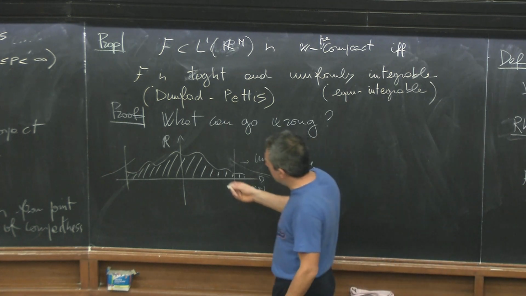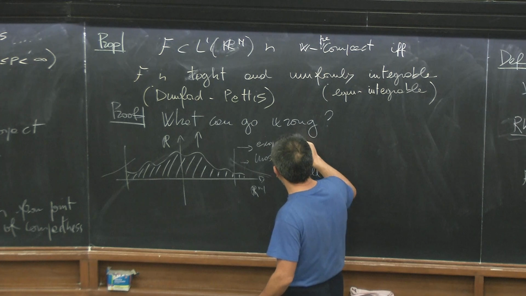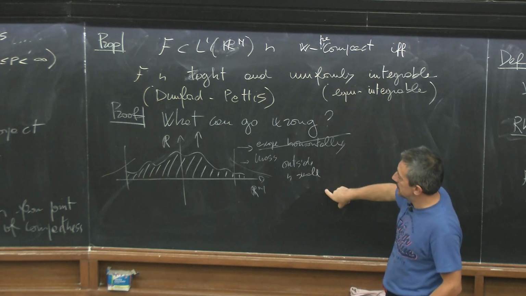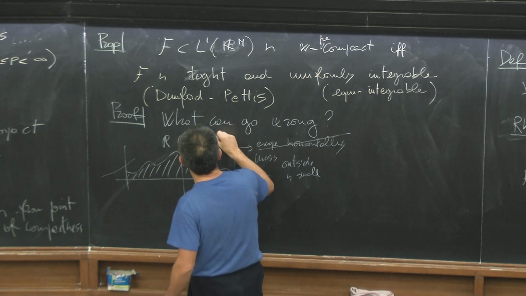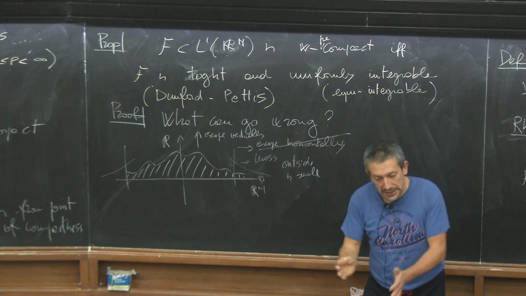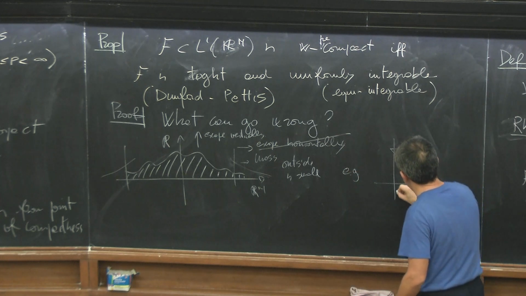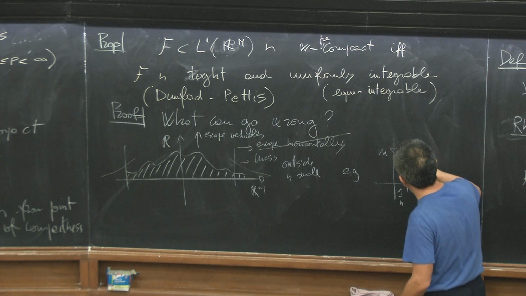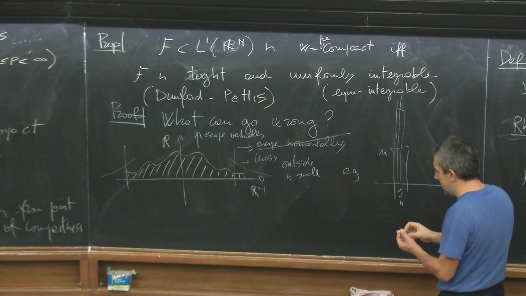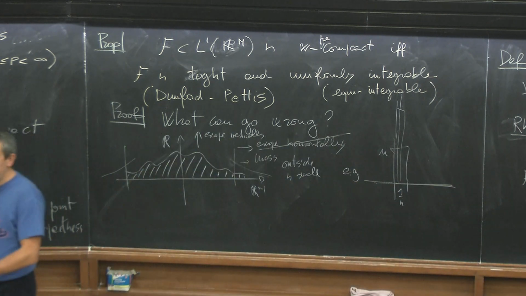Okay, so the other way to escape: I can escape horizontally, but I rule that out because of the tightness. So I can escape vertically. For example, I concentrate something, 1 over n times n, it becomes higher and higher, and at the end, the limit is 0. But the limit in this space is a Dirac delta.